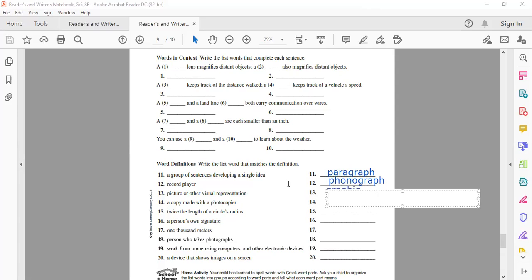A copy made with a photocopier. Photocopy. Photocopy. Excellent job, Juri. Very good. Photocopy. Okay, number 15. Feiruz, do you know the answer?